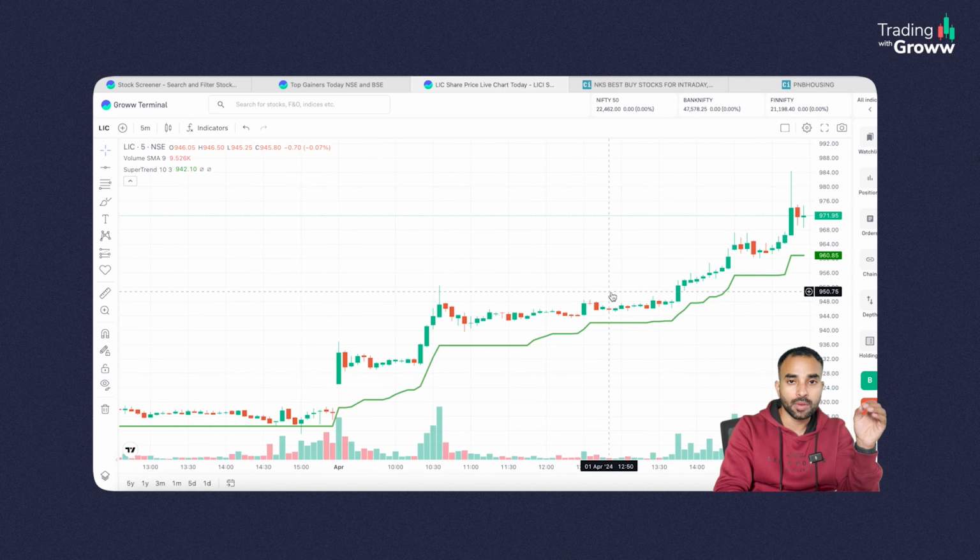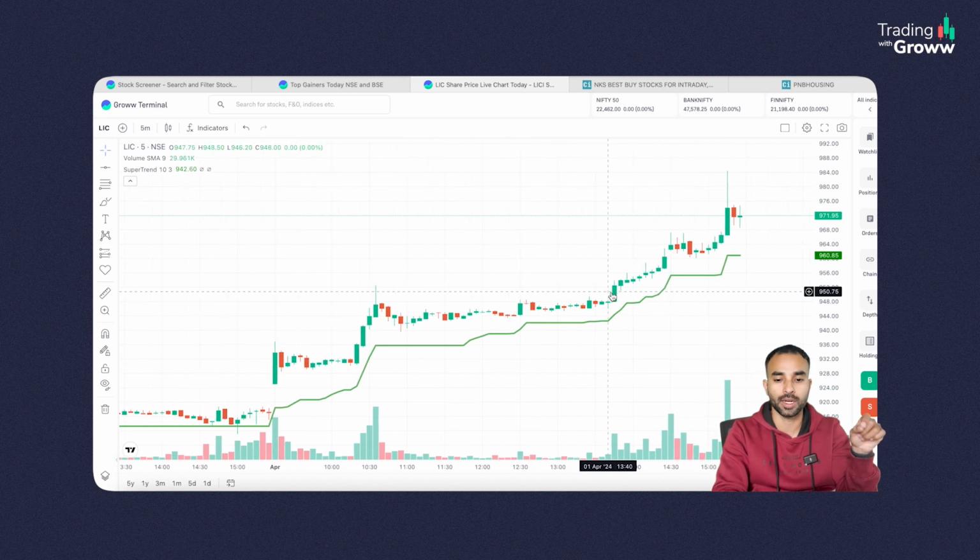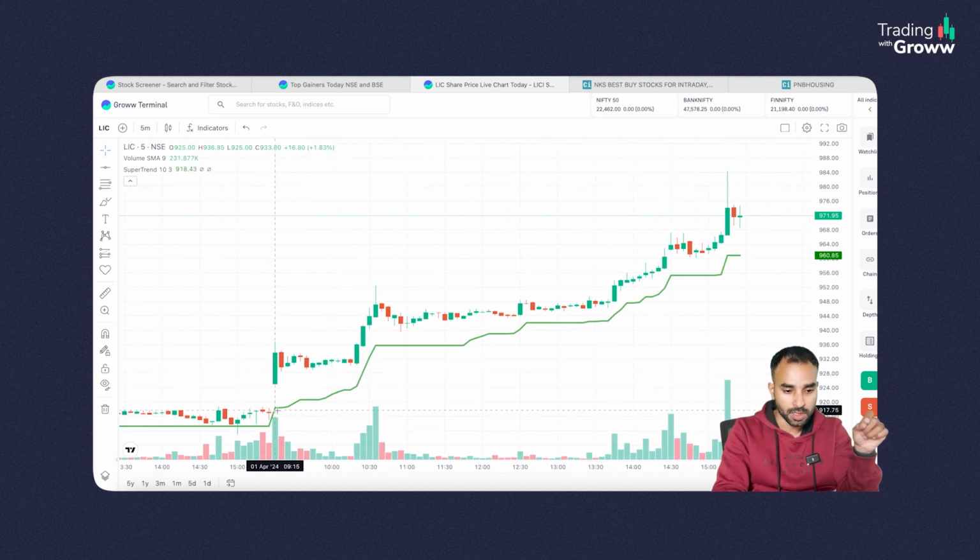Because in the previous example, I just told you that you can enter with a fixed stop loss. But how do you trail the stop loss? It is using Supertrend. Because initially your stop loss was here, right?